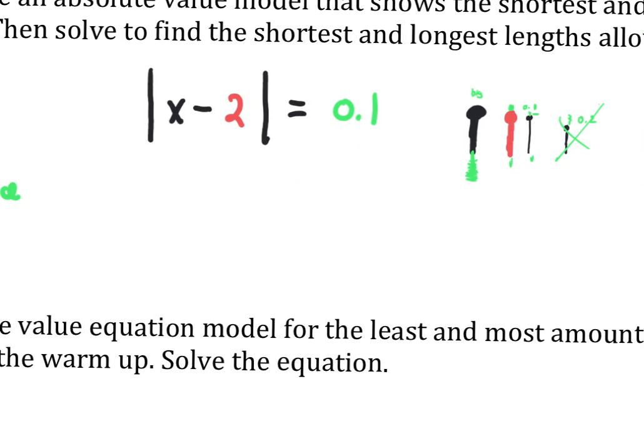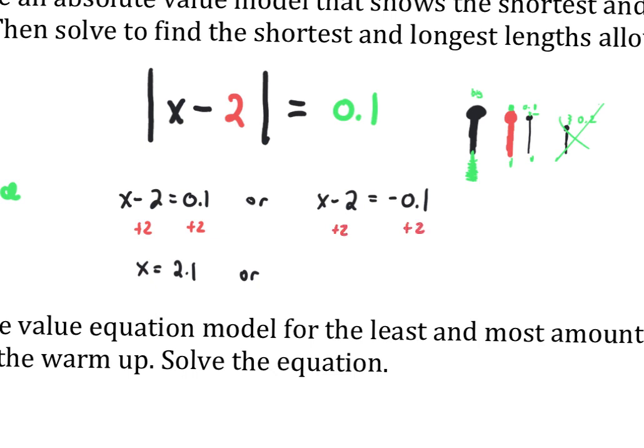And now let's solve it. We solve just like we do above. We split this into 2 separate equations: x minus 2 is equal to 0.1, or x minus 2 is equal to negative 0.1. And now we solve individually. I'm going to add 2 inches to both sides, so that means the largest value is 2.1. The other option, when we add the 2 inches to both sides, we get 1.9. So this is my maximum here, and this is the minimum.